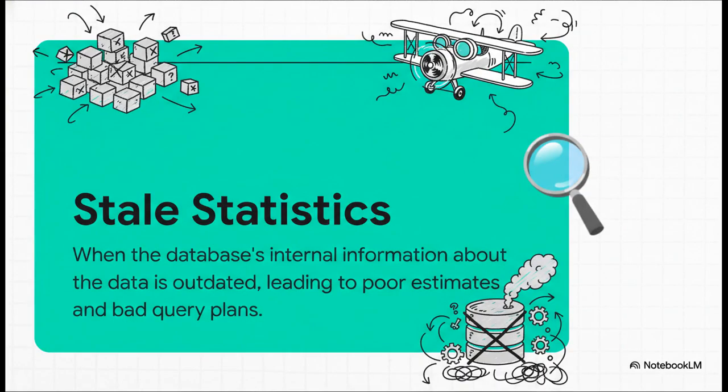So, why was the optimizer flying blind? Well, because of this, stale statistics. The database keeps these internal notes about your data, how many rows are in a table, the distribution of values, things like that. But if you've loaded a bunch of new data or changed things around, these notes can get really outdated. And so the optimizer is making its best guess based on old, totally wrong information, and that leads to these terrible, terrible plans.